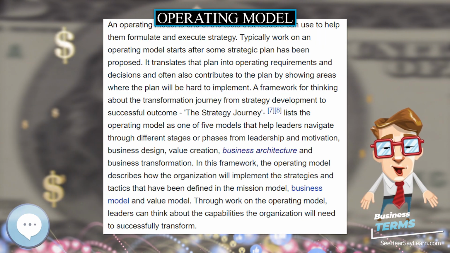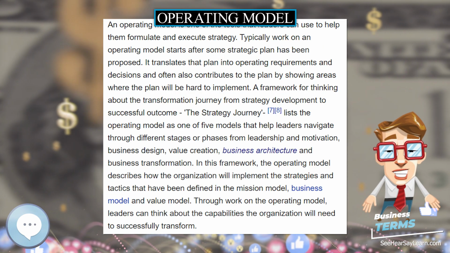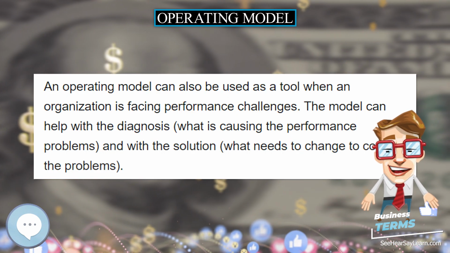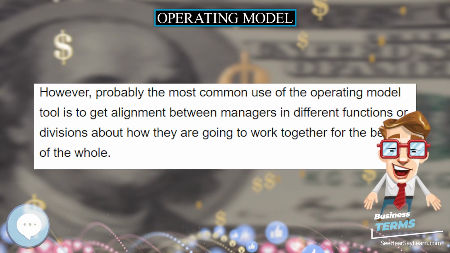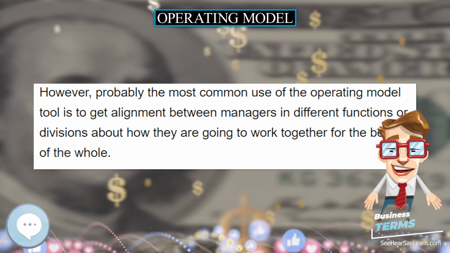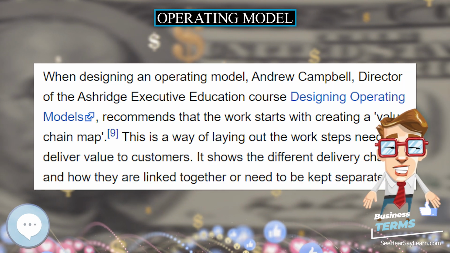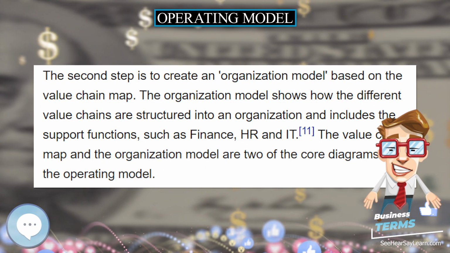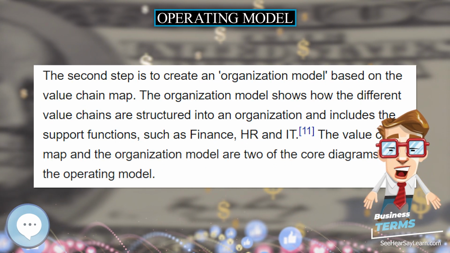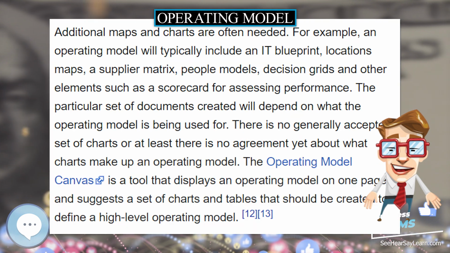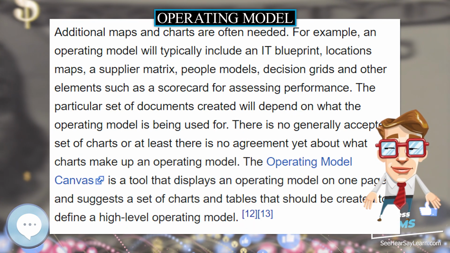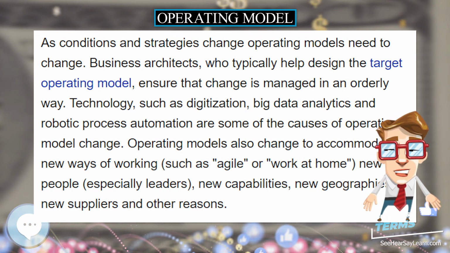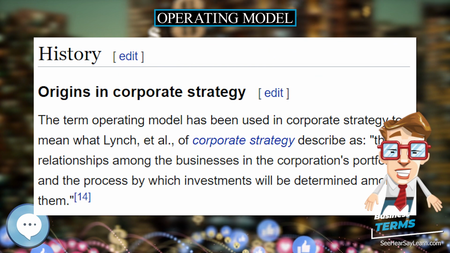As conditions and strategies change, operating models need to change. Business architects, who typically help design the target operating model, ensure that change is managed in an orderly way. Technology, such as digitization, big data analytics and robotic process automation are some of the causes of operating model change. Operating models also change to accommodate new ways of working, such as agile or work at home, new people, especially leaders, new capabilities, new geographies, new suppliers and other reasons.